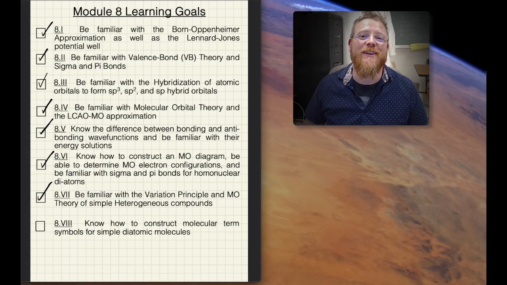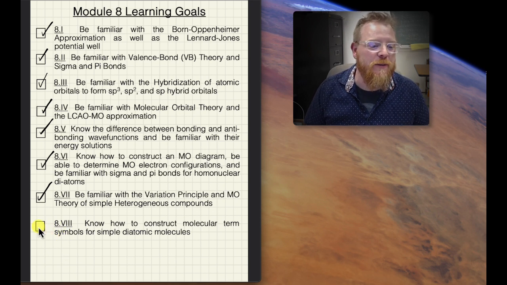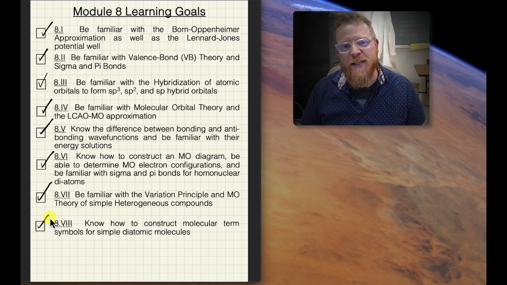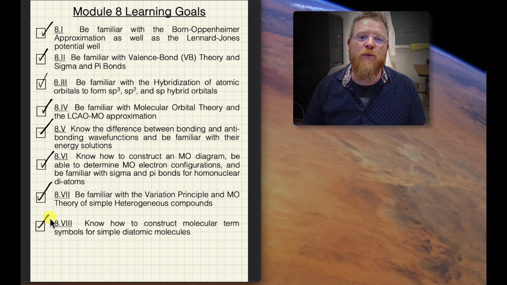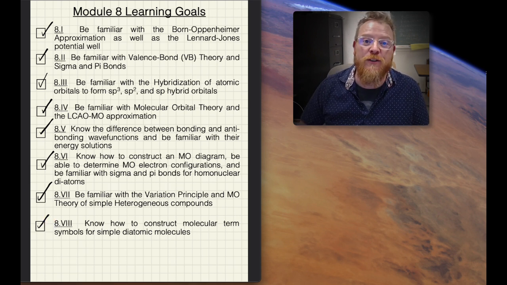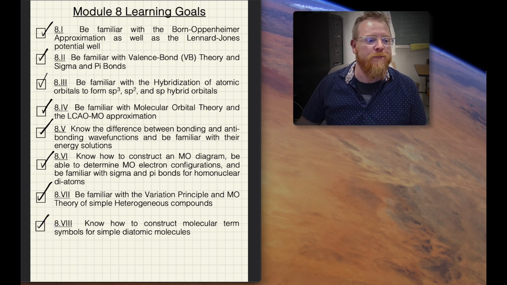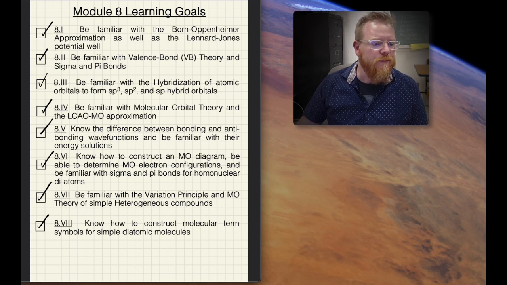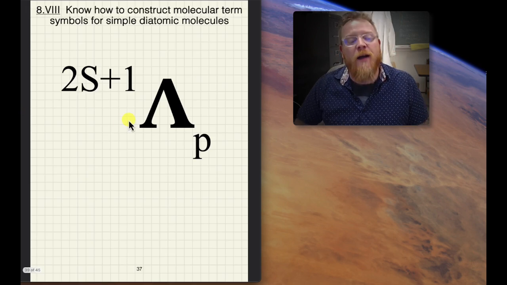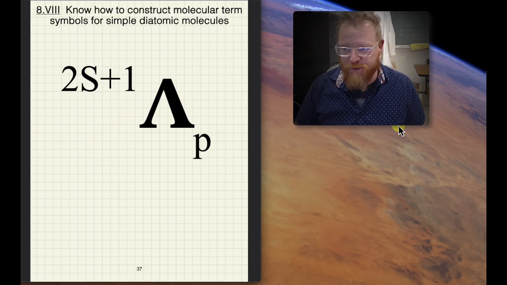Okay folks, last video of our module 8, we are going to construct molecular term symbols just for our simple diatomic molecules. This will be really similar to how we constructed atomic term symbols, of course, but now we're doing this for molecules. And we're only going to do this for very simple diatomic molecules.